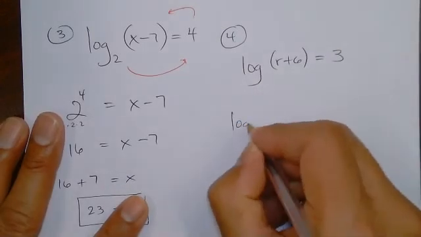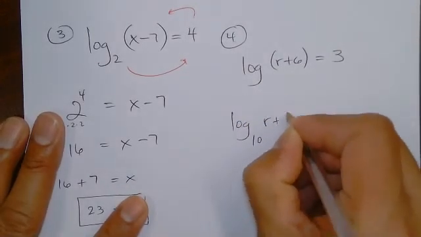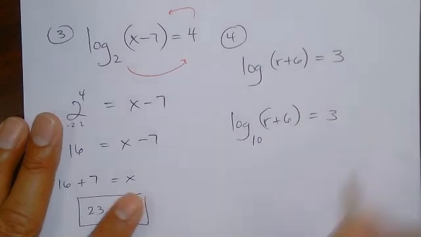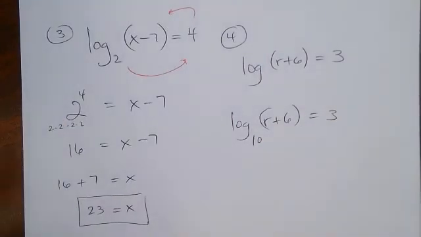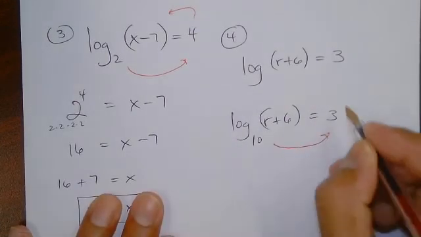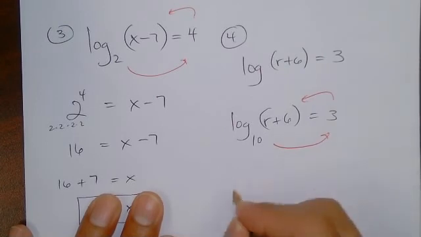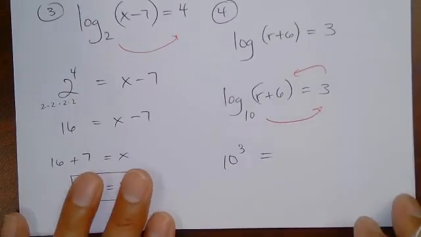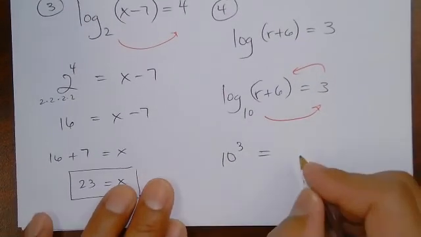Remember that? What's the base if it doesn't have one? 10. If it's missing a base, you better put what? 10. They're not going to write it if it's a 10, but you have to know it. You have to know that it's a 10. If it's missing a base, it's a 10. Okay, and if that's true, now we can write it 10 to the power of what?